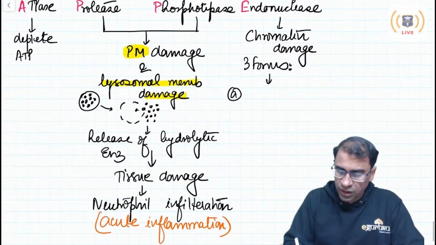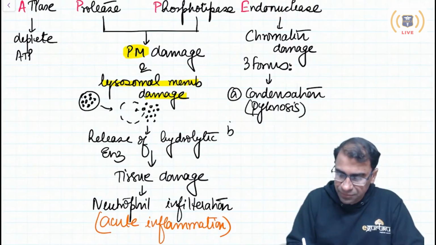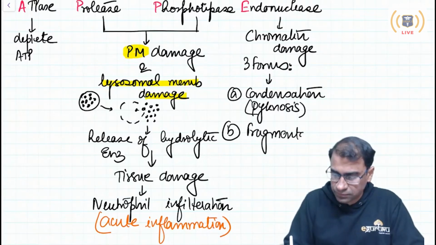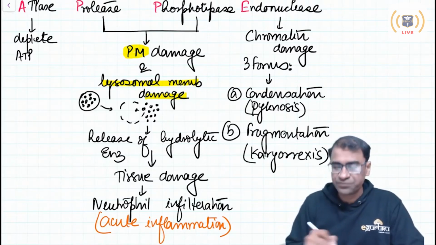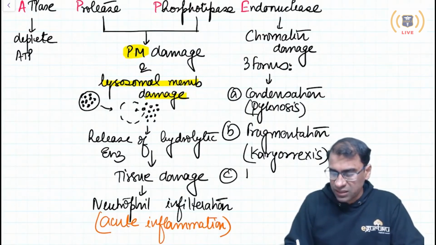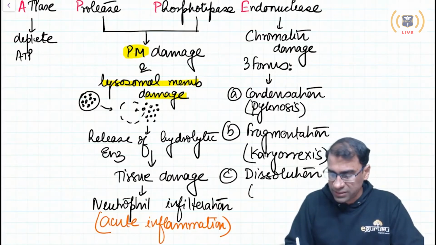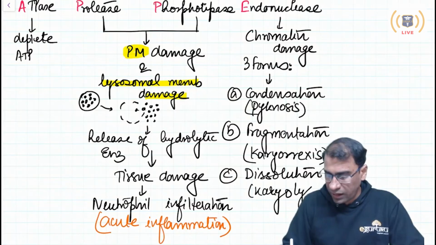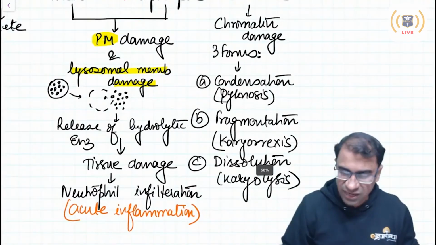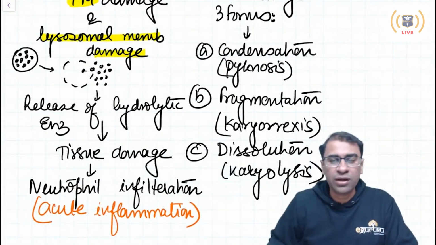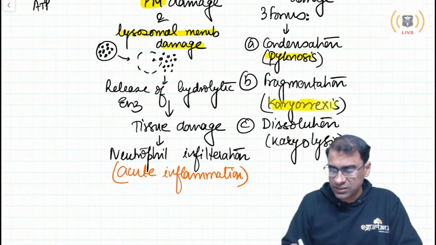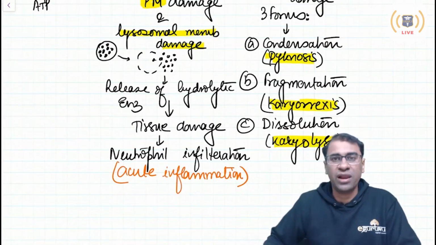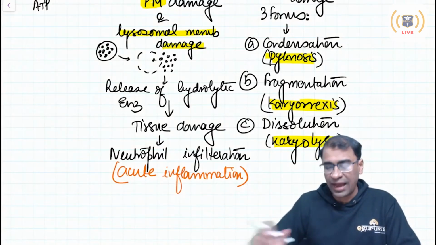First of all, there can be A, condensation of the nucleus. This condensation is often called pycnosis. B, it can lead to fragmentation, called karyorrhexis, K-A-R-Y-O-R-R-H-E-X-I-S. And C, there is complete dissolution called karyolysis. So any of these forms can occur. It can start with pycnosis, then karyorrhexis, and may lead to karyolysis. So again, three things: pycnosis, karyorrhexis, and karyolysis.